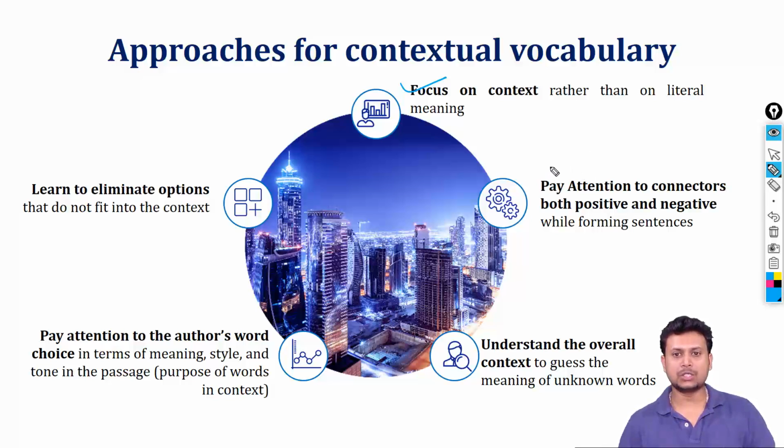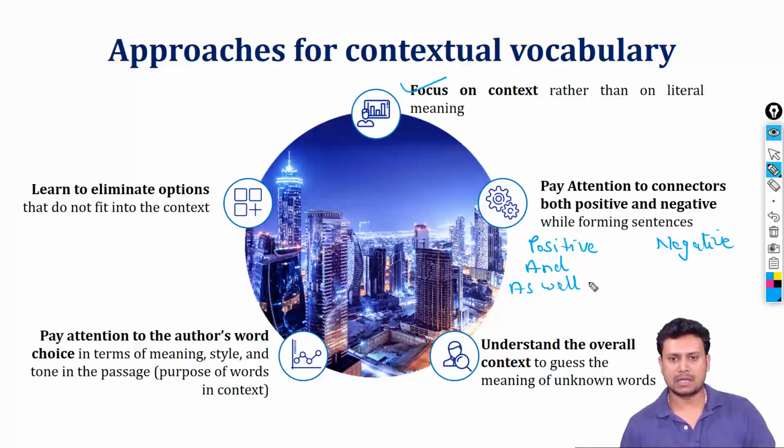Second is to pay attention to connectors, both positive and negative. This is a very important point. Connectors are basically words which help to join or form sentences. For example, positive connectors could be words like and, as well as, like. Negative connectors would be words like but, yet, although.